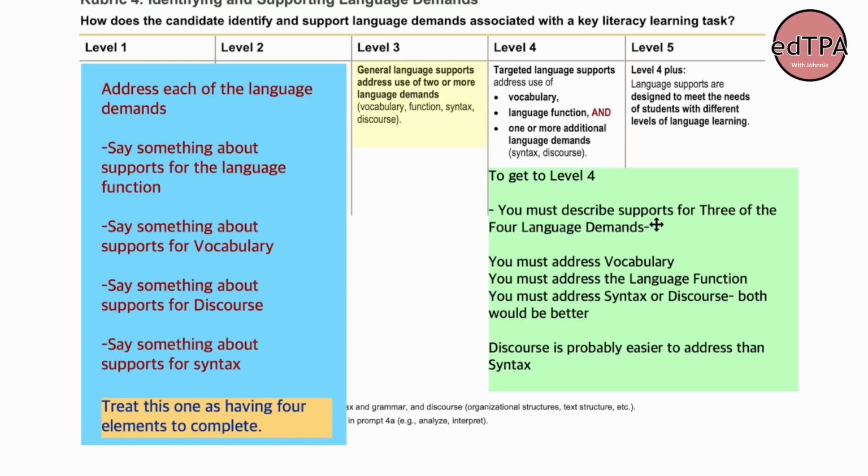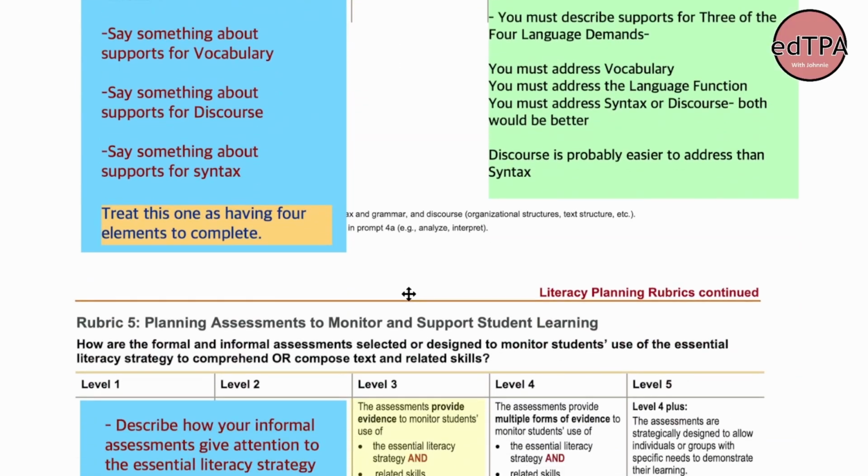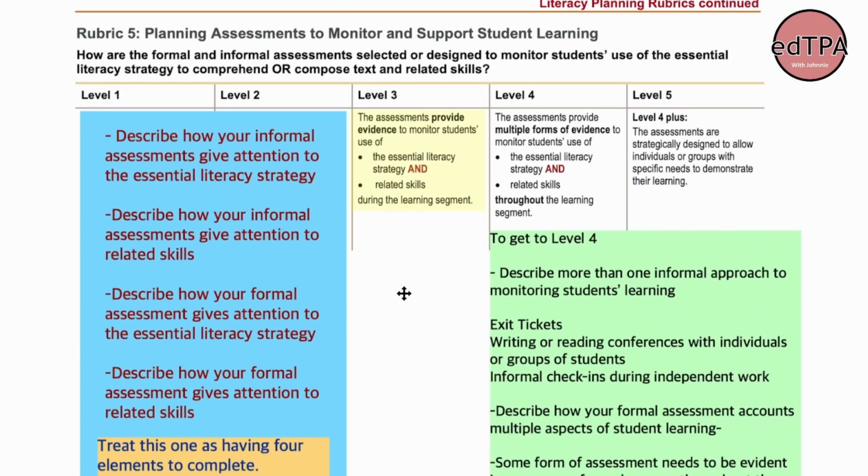You must describe supports for three of the four language demands. You must address vocabulary. You must address language function. You can make a choice between syntax and discourse. You might want to do both. Discourse is probably easier to address than syntax. So this was Rubric 4, identifying and supporting language demands. The last one.